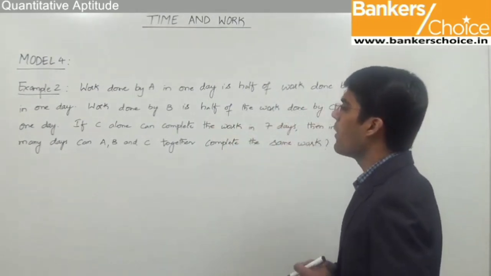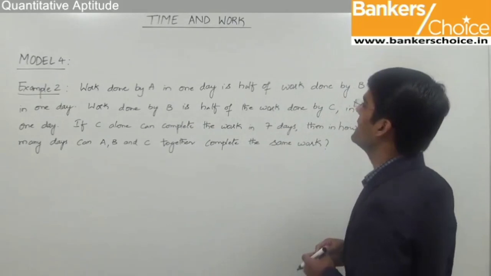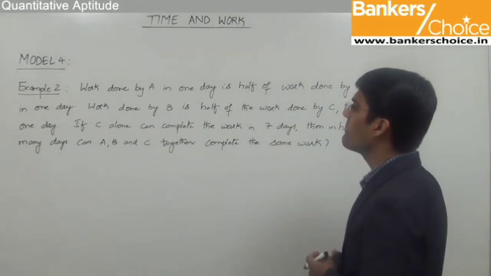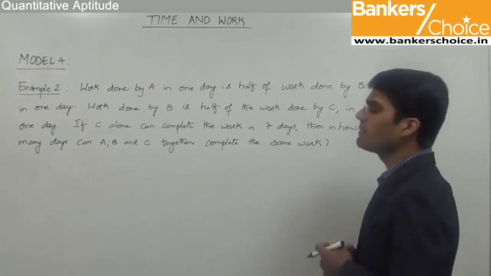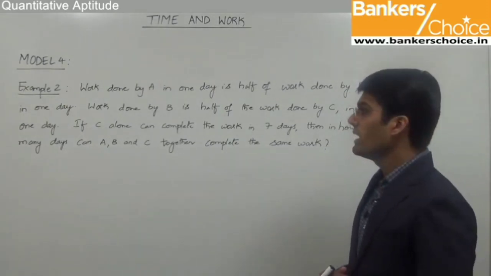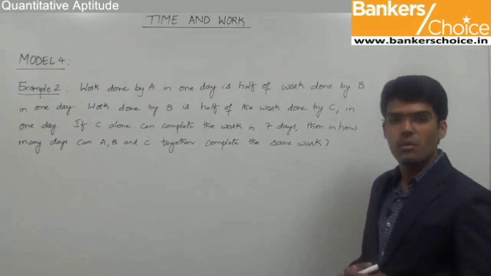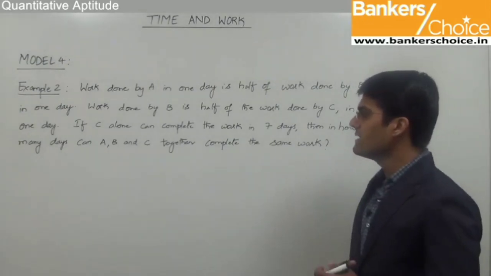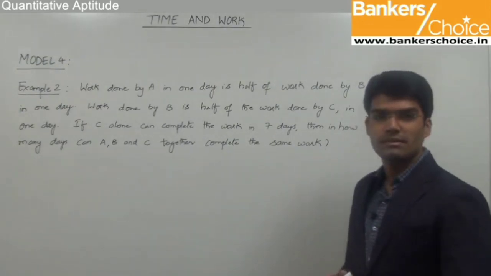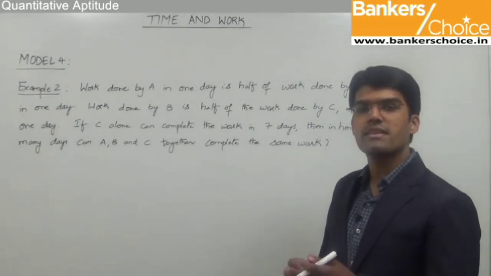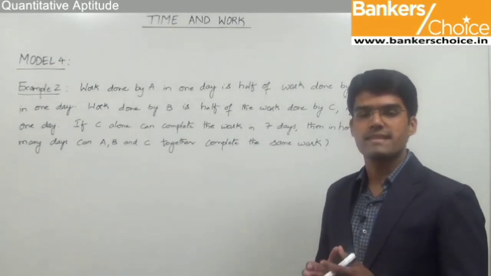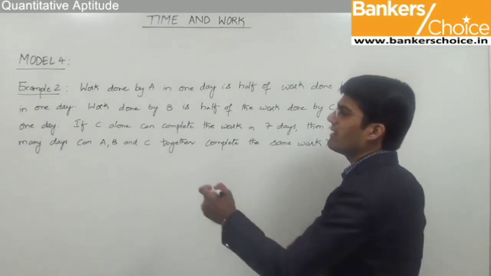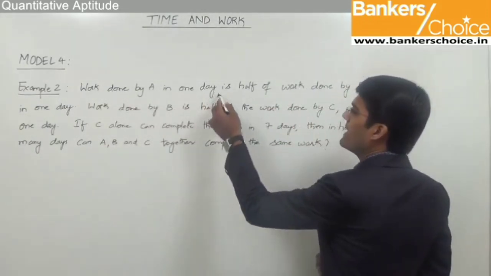The question here is, work done by A in 1 day is half of the work done by B in 1 day. Work done by B is half of the work done by C in 1 day. If C alone can complete the work in 7 days, then in how many days can A, B and C together complete the same work? So we are supposed to find out the number of days required when all the 3 persons A, B and C work together.